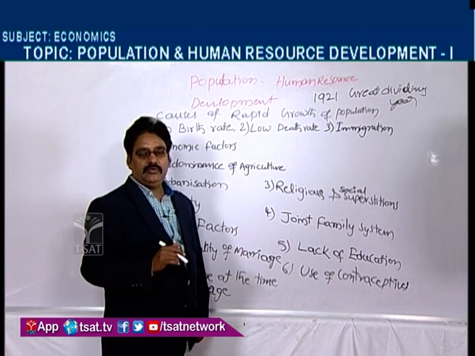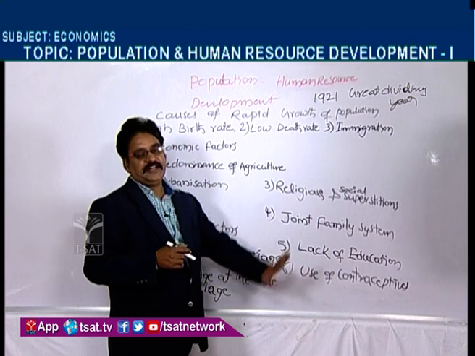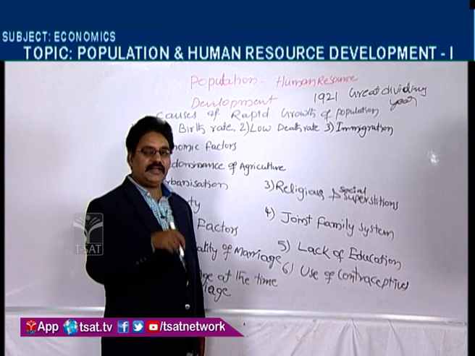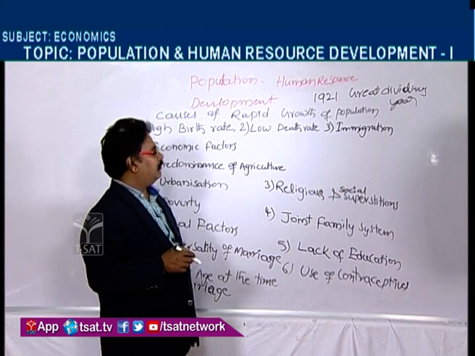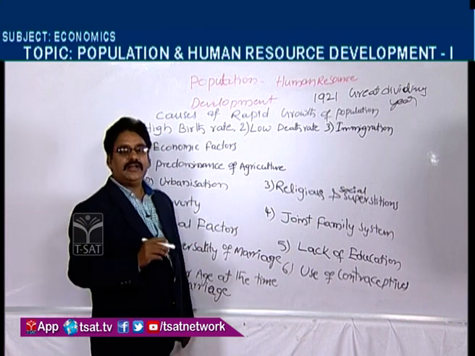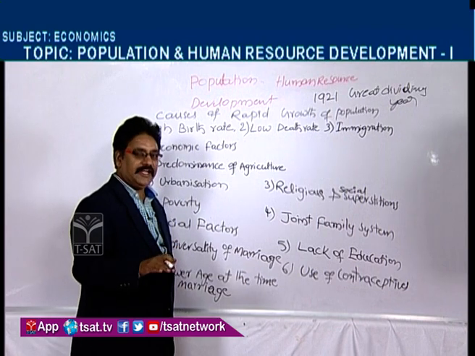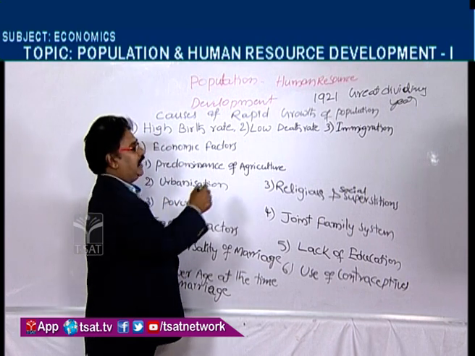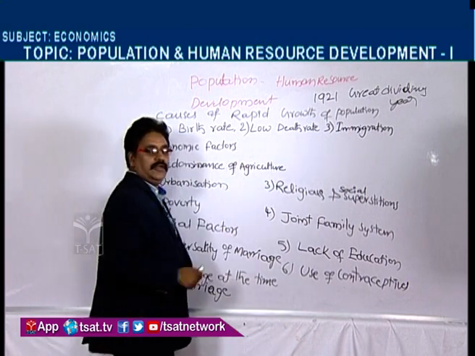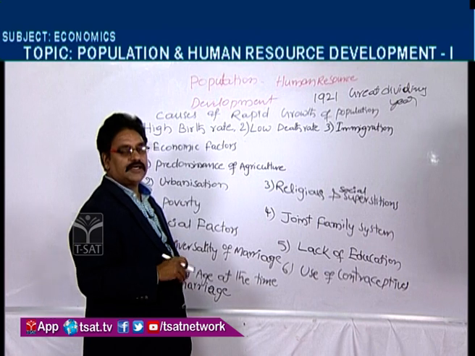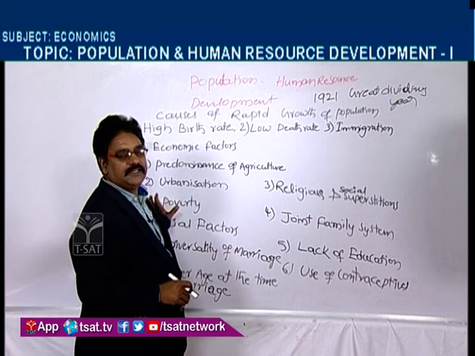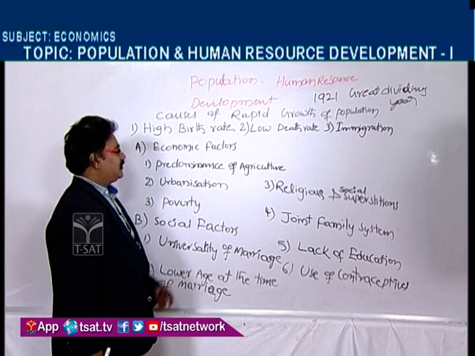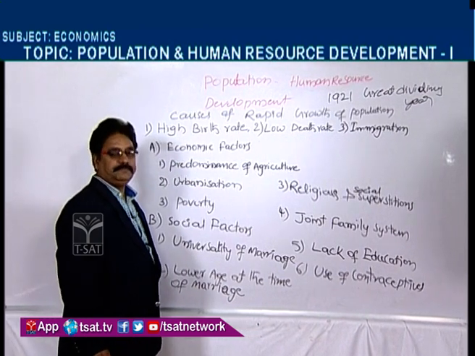We need not concentrate on immigration as a reason for population increase in the Indian case. The main reasons for the rapid growth of population in India are only high birth rates and low death rates. First we will discuss the causes behind the high birth rates. What are the main causes for high birth rates? We will discuss the points one by one.